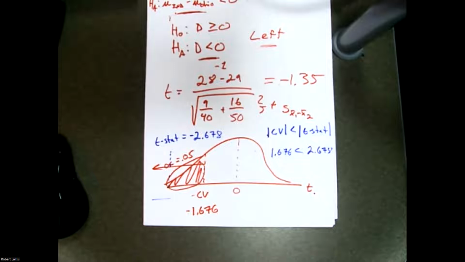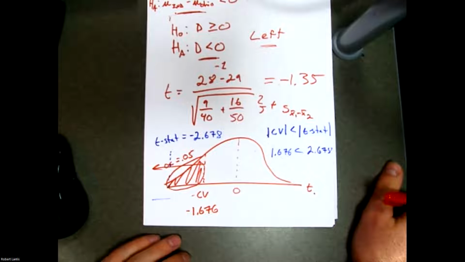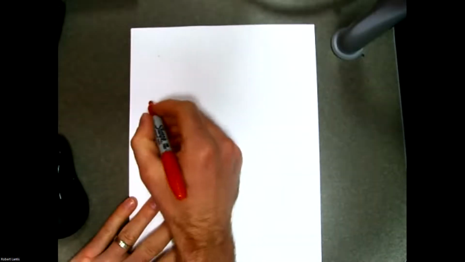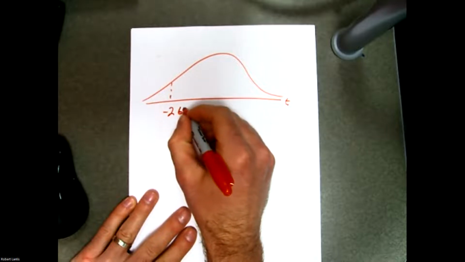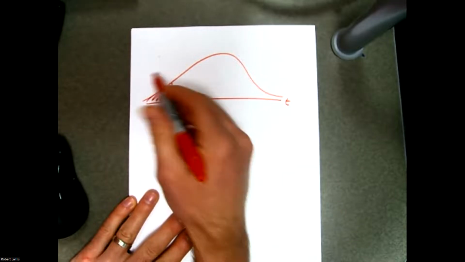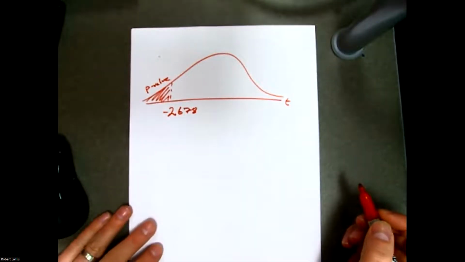All right, so I'm going to draw this on a separate one here, but let's instead say I wanted you to find the p-value. So maybe I ask you to find the p-value here. The way that we find our p-value is we'll take our test statistic. So what was that? Negative 2.678. And for a left-tailed test, our p-value is going to be the area to the left.